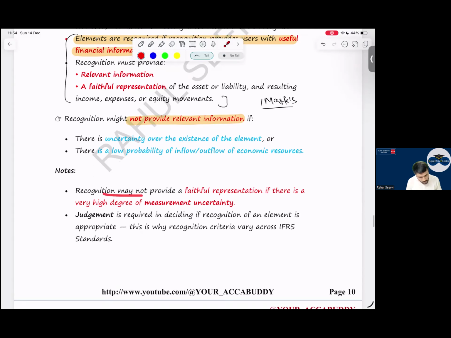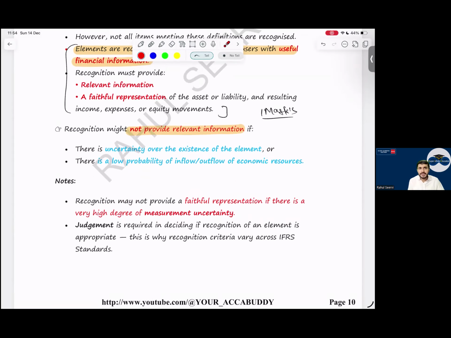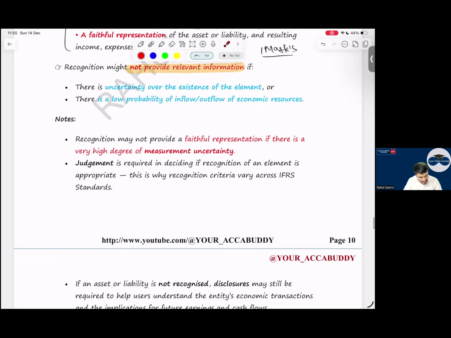Recognition may not provide a faithful representation if there is a very high degree of measurement uncertainty. If we are not able to measure it, can you record it? Today I pass a journal entry, debit cash, credit sales, but I'm not able to calculate the amount. If I'm not able to calculate the amount, the measurement is very uncertain. Then will I record this? No, it will not provide a faithful representation. So judgment is required here.